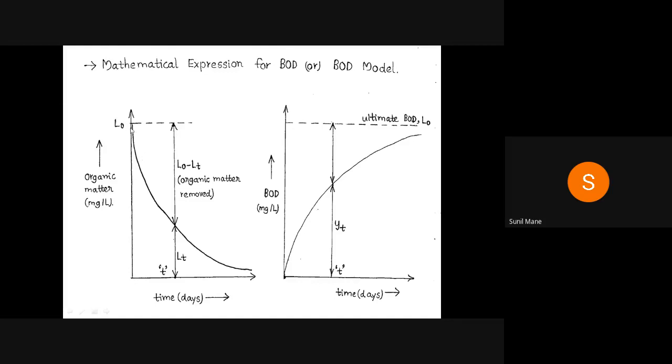Now, if you keep the sample as it is for incubation, then in case of incubation, whatever organic matter is there would be consumed. So this is the consumption of the organic matter. During that process the organic matter would be consumed. So this particular part is the end of the test.